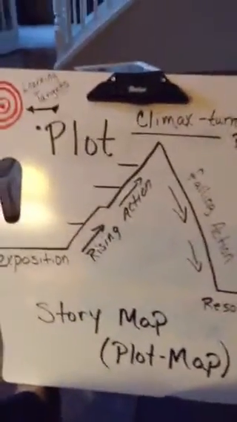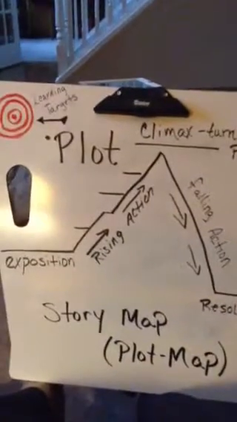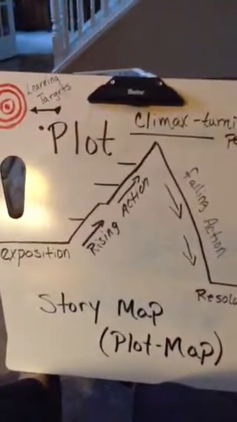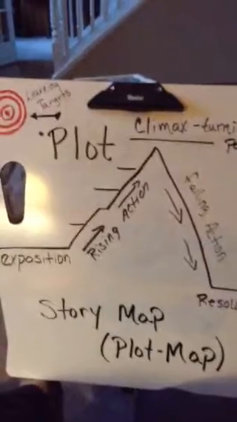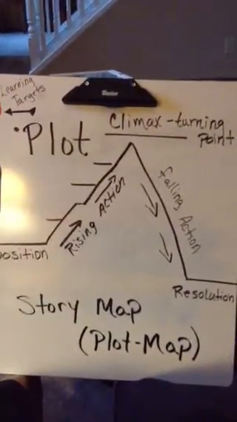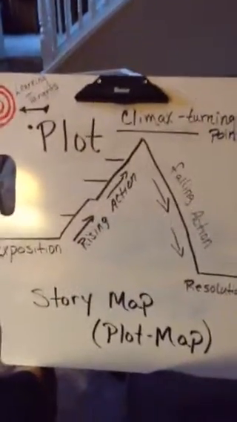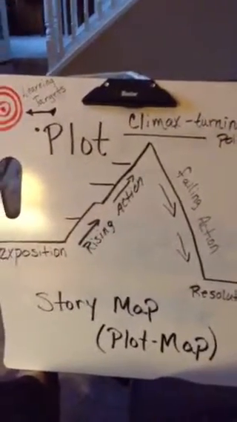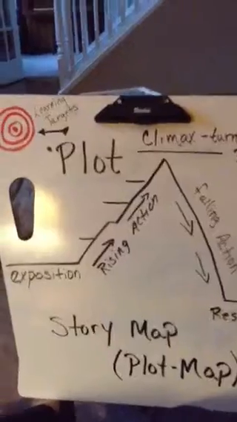Okay, and now we're going to take a closer look at plot, the first of our story elements. The plot, of course, is important to the story because that is the story. And there are several parts to the plot. Right here, what you're looking at is a story map, also called a plot map. When we look at that, we're going to focus first on the exposition.